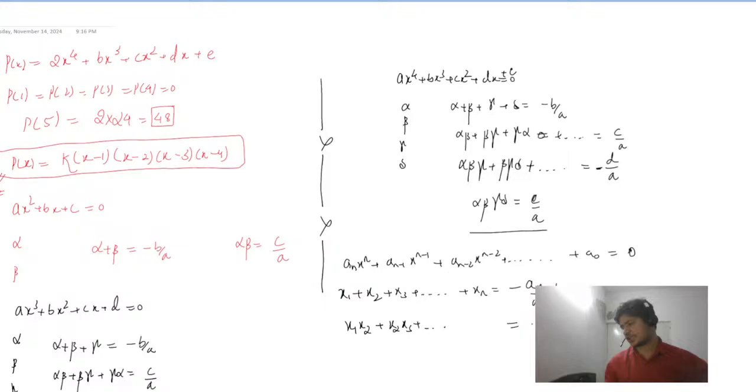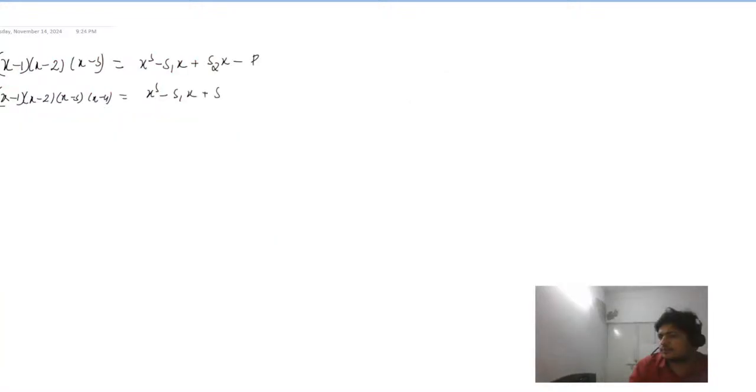This will become x cube minus sum of one values, plus sum of two values, minus the product. And if it is written as (x minus 1)(x minus 2)(x minus 3)(x minus 4), that will become x to the power 4 minus sum of one values plus sum of two values minus sum of three values and the last one plus. Look, my signs are plus, minus, plus, minus and plus. So x to the power 4, then x cube, this one is x squared, this one is x, and then the constant. Correct.